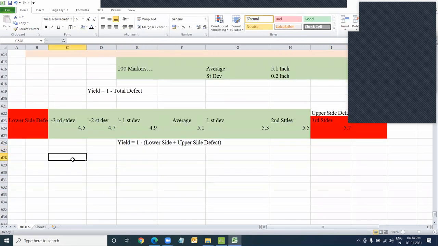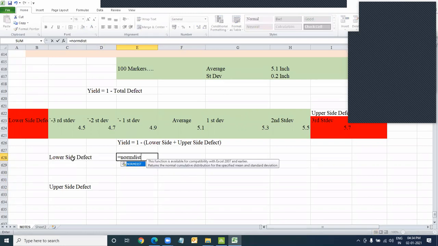The formula now here is lower side defect. You want to find out the lower side defect, and the upper side defect formula. Let's have a look at this. The formula is NORM.DIST for normal distribution. It's there in everyone's Excel, so no need to worry about that. So NORM.DIST, open up the bracket. Now it's asking you the value of x. What is the value of x in this?